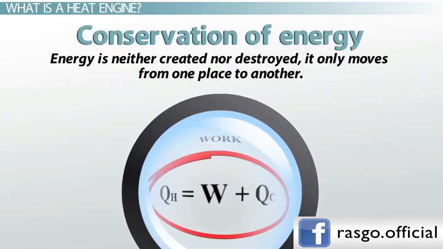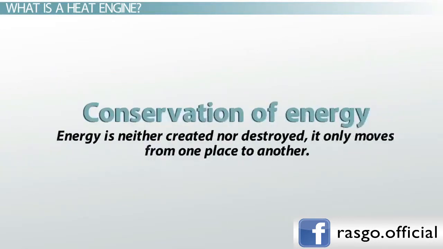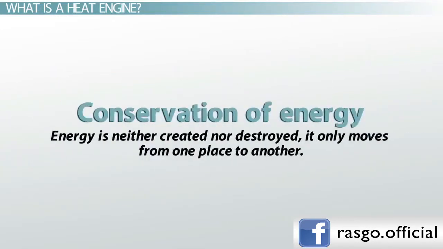Conservation of energy says that energy is neither created nor destroyed, it only moves from one place to another. So this means that QH must be equal to the sum of W and QC. Or in other words, the energy entering the heat engine must be equal to the work extracted plus the heat energy lost to the cold reservoir. Whatever heat goes in, the same amount of energy must come out.